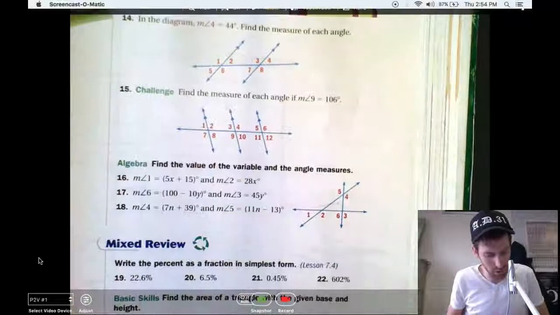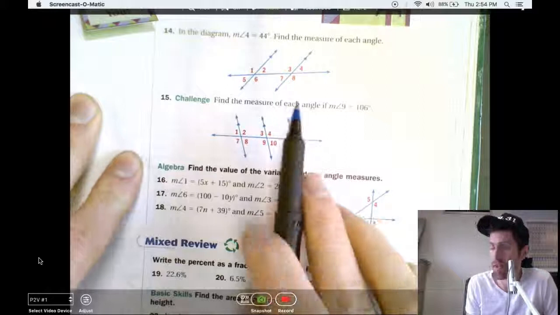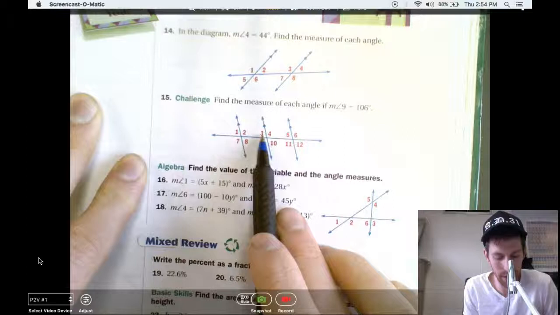Oh, they're gonna throw some harder problems your way, so check this out. Find the measure of each angle if measure of angle 9 is 106. If that's 106, 4 has to be 106, and then 180 minus 106 would give you 3, and then whatever 3 is, it's the same as 10.